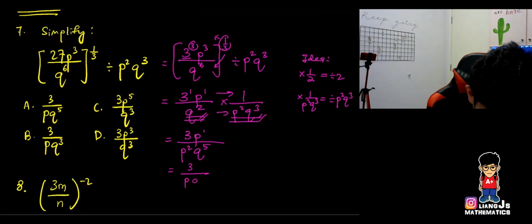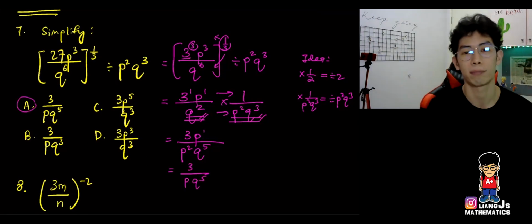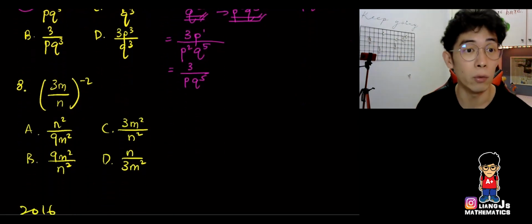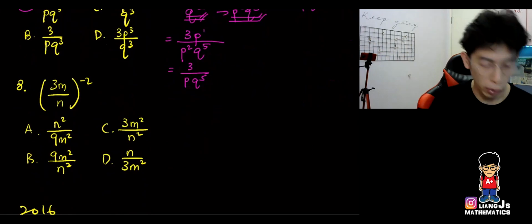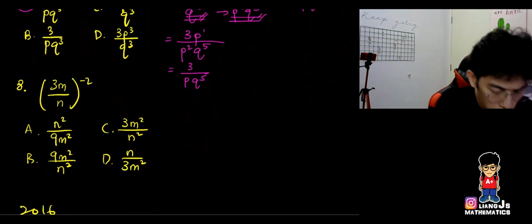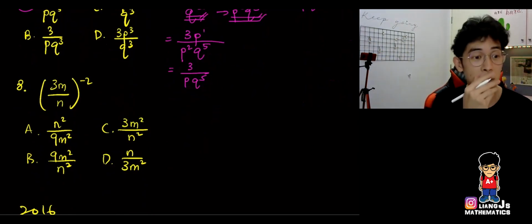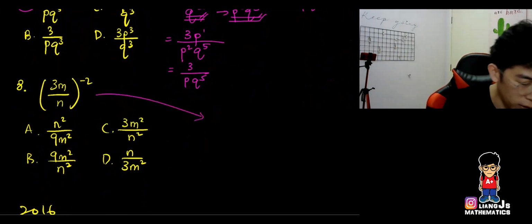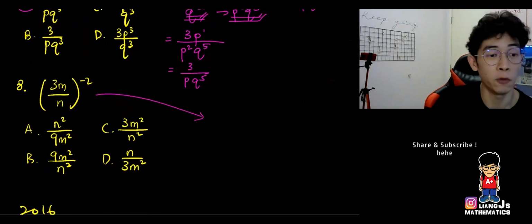3, p, q5. Wait, is there any answer there? 8. Okay, so 8. Okay, still got time, come, quick. So, -2 some more, guys. How? It's finite, okay? So never mind. I just handle it using a few different ways.